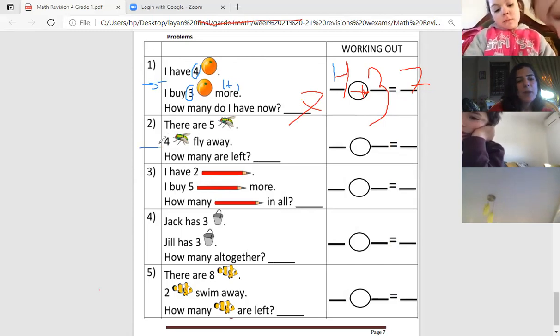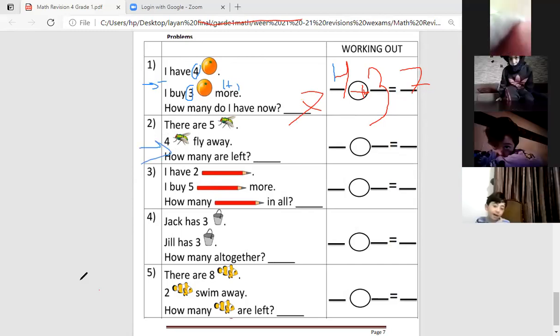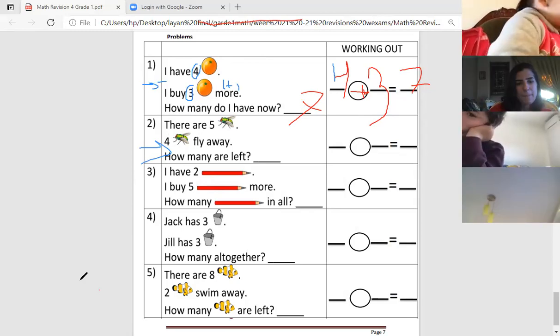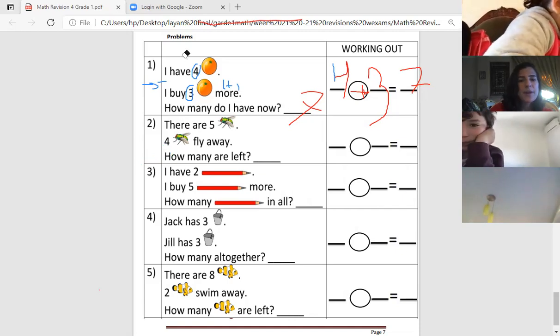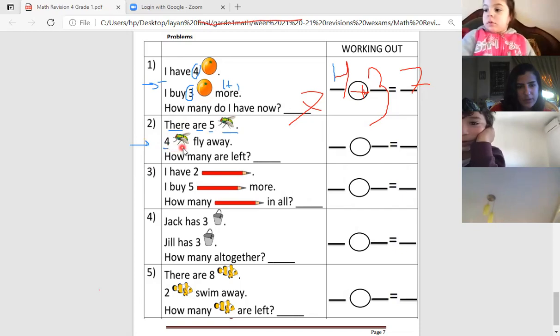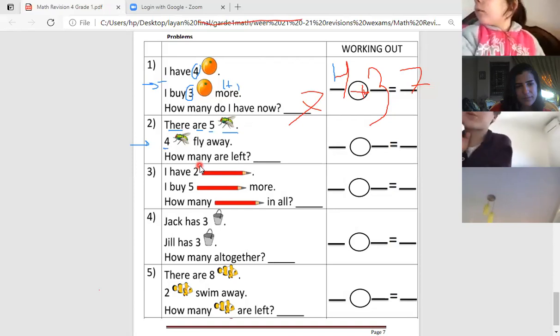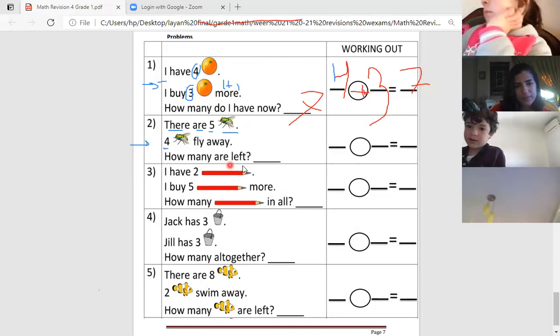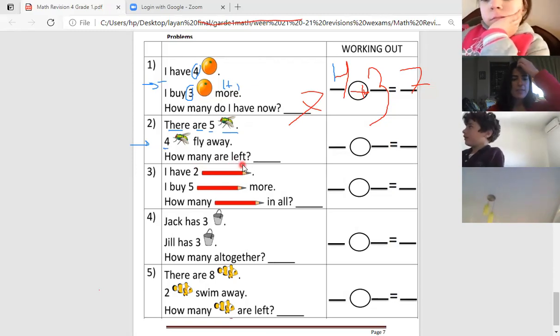Yalla, Jad. Problem two is for you, Jad. Yes, problem two. There are five flies, okay? Four flies fly away. How many are left?